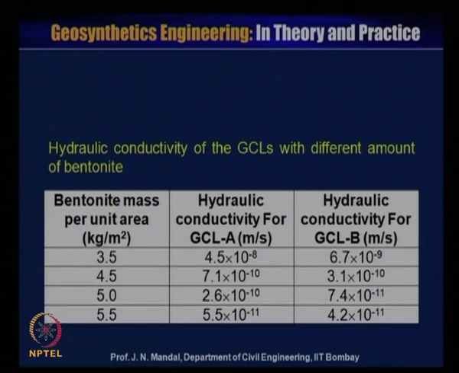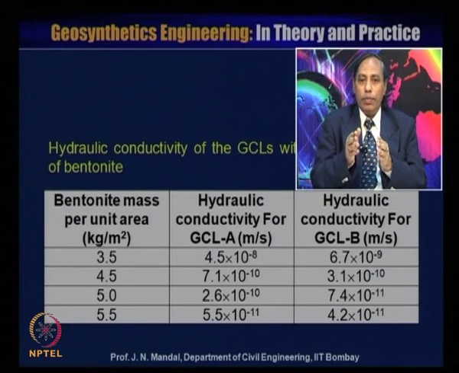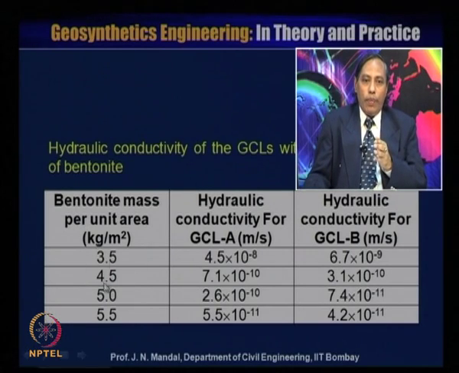So, here the table shows the hydraulic conductivity of GCL with different amounts of bentonite. Bentonite mass per unit area, you can see kg per meter square, has been given as 3.5, 4.5, 5, 5.5, and this is the hydraulic conductivity for GCL A, that is meter per second. When the mass is 3.5 kg, the hydraulic conductivity is 4.5 into 10 to the power minus 8, and hydraulic conductivity for GCL B, meter per second, is 6.7 into 10 to the power minus 9.